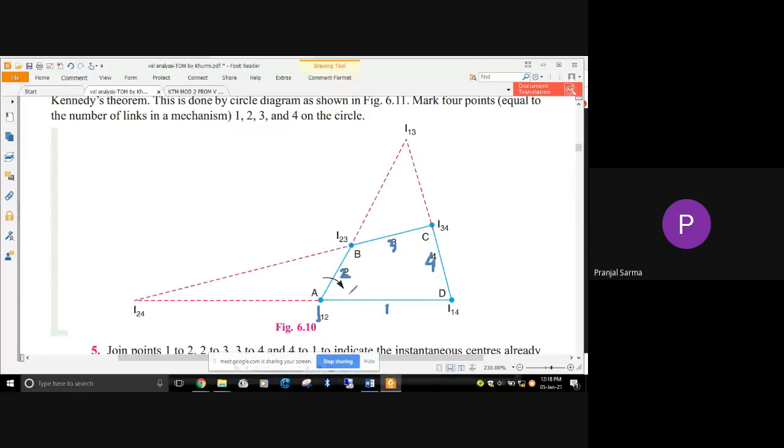So this is link 1, and link 2 is joined by this pin, so I12 will be here itself. Similarly, I can find the other permanent instantaneous centers. In between 2 and 3, this is I23. Here also there is a hinge between link 3 and 4, so this is I34. Similarly, between 1 and 4, this is I14. So 4 instantaneous centers are done.